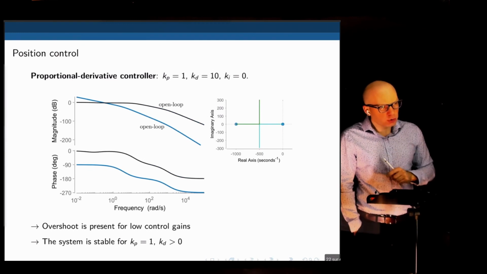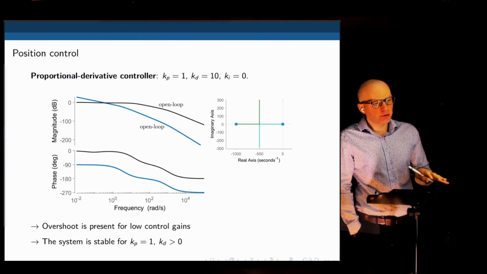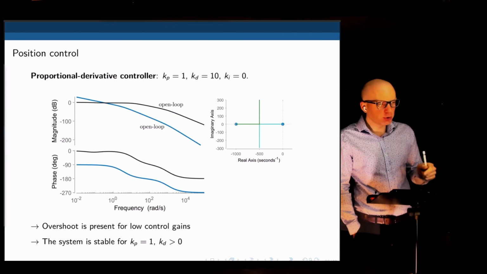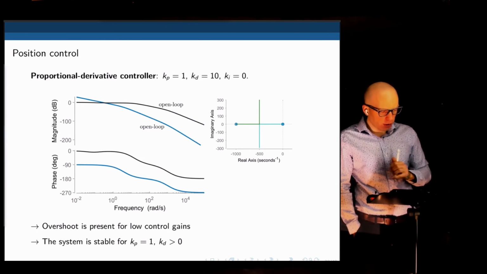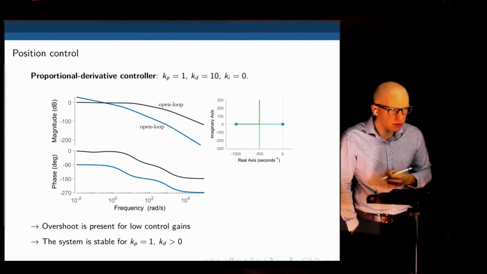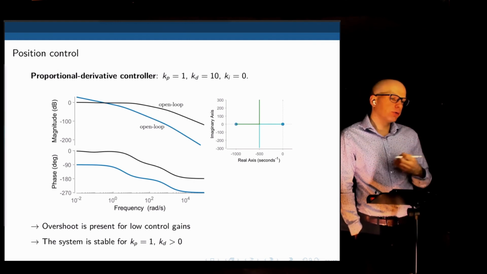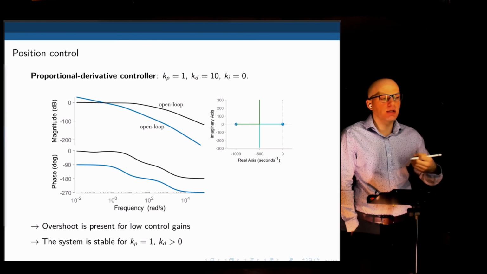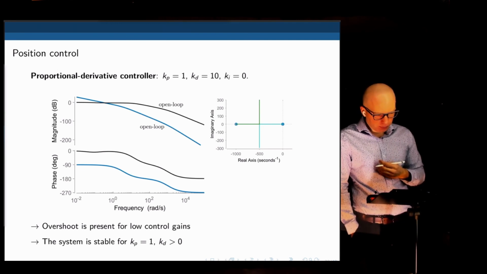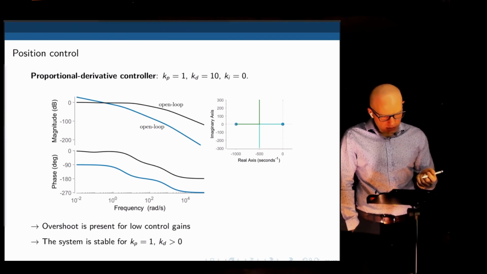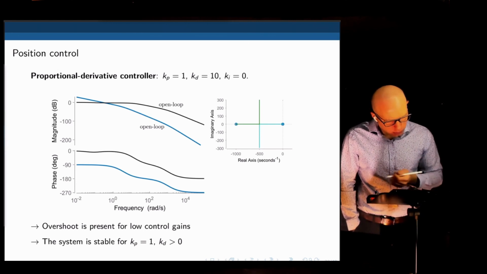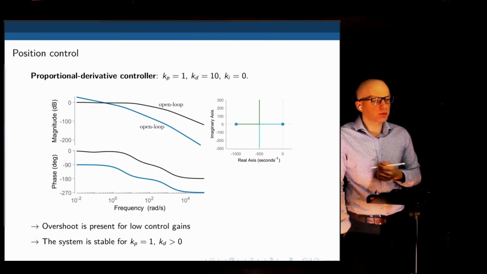Proportional derivative controller, look at this. We have overshoot, but overshoot will appear now for low control gains. So we are coming towards the zeros, and overshoot initially exists. As we increase the gain, it will decrease. Here there's a mistake. We have 2 as open loop. Which one is the open loop? Which one is the closed loop?